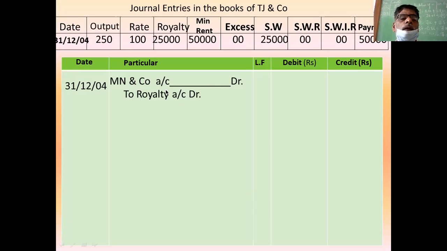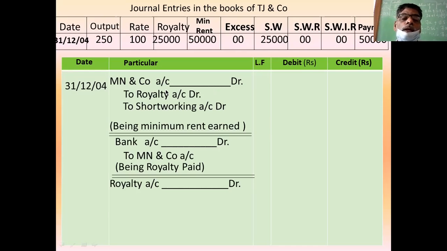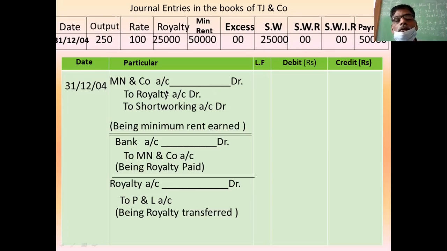I will pass the entry. M&N Company account debit, to short working, to royalty. Being minimum rent due, first entry. Second, bank account debit to M&N Company. Third entry, royalty account debit to payable account. Being royalty transferred. These are the three entries in the books of lessor. In the lessor book, the lessee name comes. Remember this.